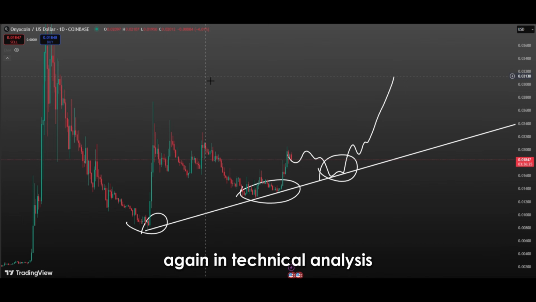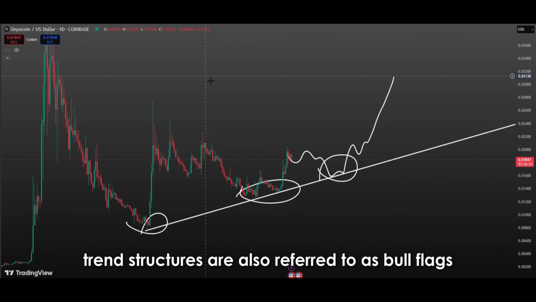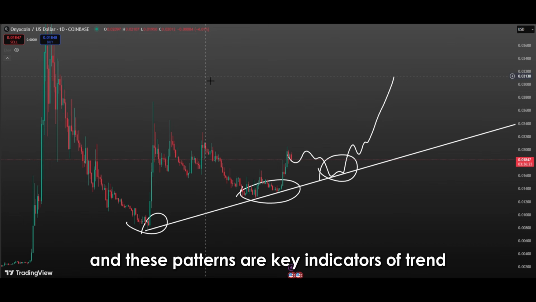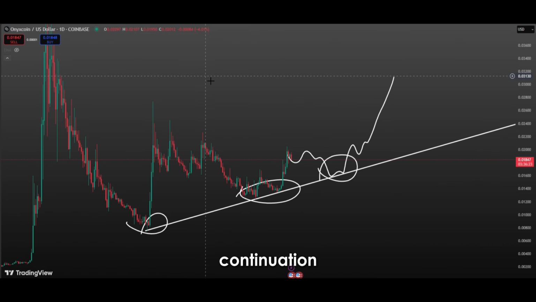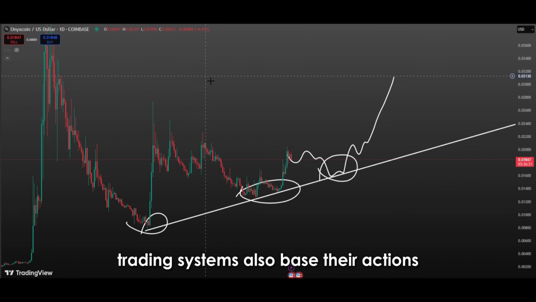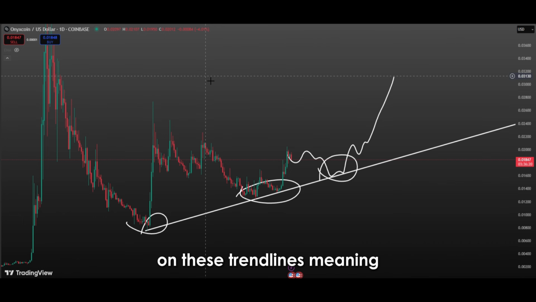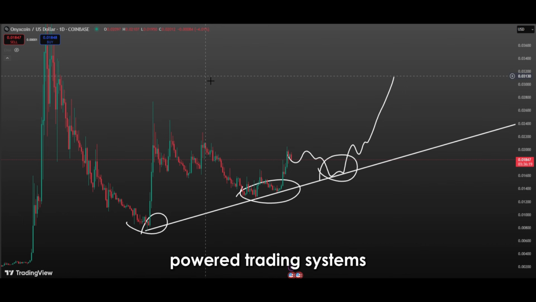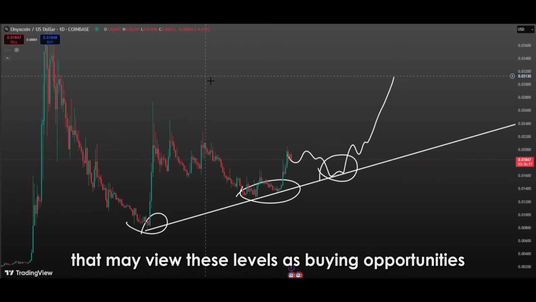In technical analysis, such upward trend structures are also referred to as bull flags or the lower band of an ascending channel, and these patterns are key indicators of trend continuation. Furthermore, these structures are not limited to traditional technical analysis. Some algorithmic trading systems also base their actions on these trend lines, meaning these levels are also considered support zones by AI-powered trading systems. So it's not just retail investors, but also institutional investors using automated systems that may view these levels as buying opportunities.